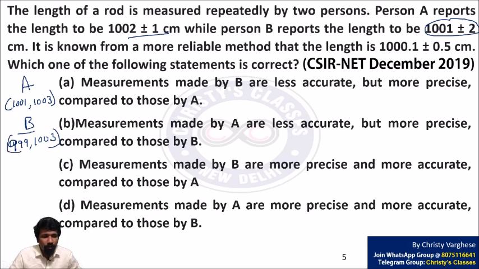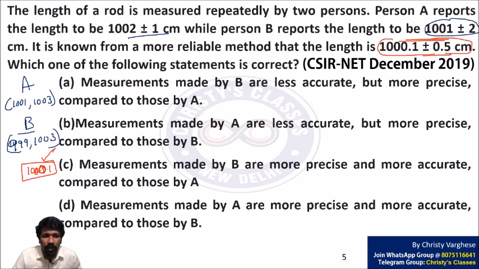Now we know an information that from a more reliable method we know that the exact length is 1000.1 plus or minus 0.5. 1000.1 plus or minus 0.5 means the correct answer is near to 1000.1. There the variability does not matter actually. You only have to worry about 1000.1 is the real answer. So 1000.1 is the correct answer. Which option is more closer to 1000.1? We will check that. That determines which is more accurate.